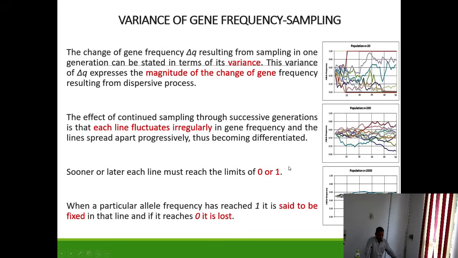This is the phenomenon of random drift. Whenever there is a small population, you are bound to get some sort of random drift, it's a random fluctuation of gene frequency. Okay.